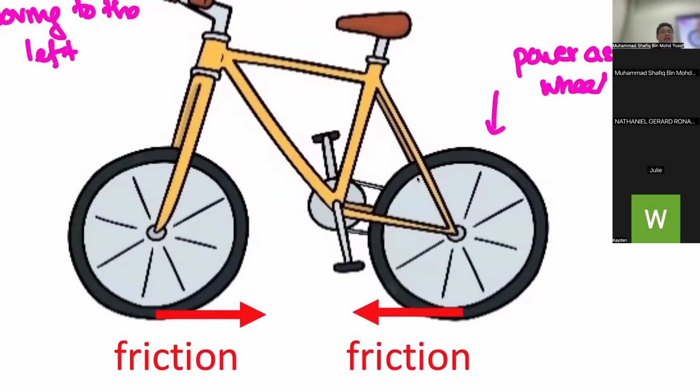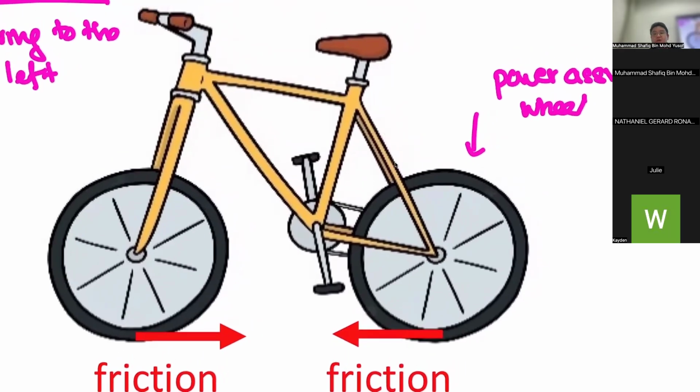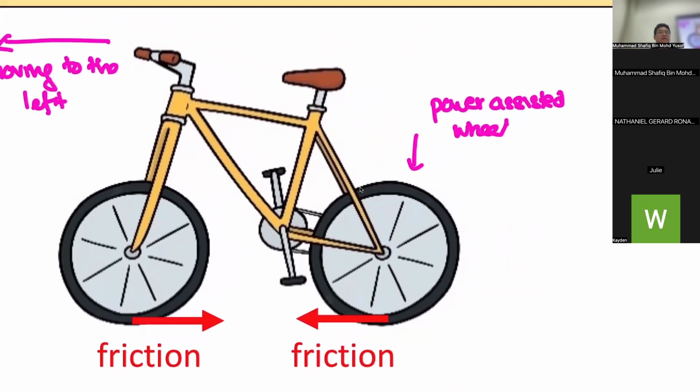Okay, so the next question I want to ask is this. Regina, when the bike is moving towards the left, how would this wheel rotate? Clockwise or anti-clockwise? Correct. It will rotate this way, right? So you can see when it rotates and touches the ground, the friction is the other way. So I need you all to be careful.